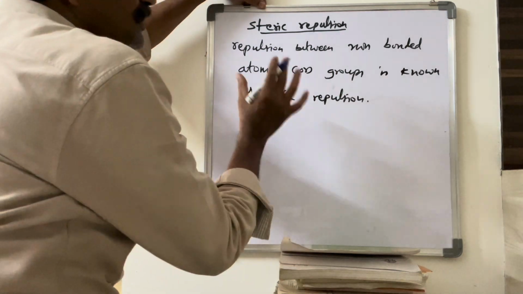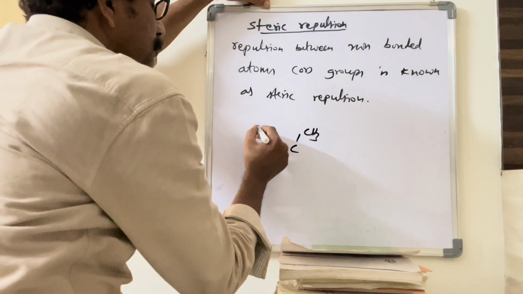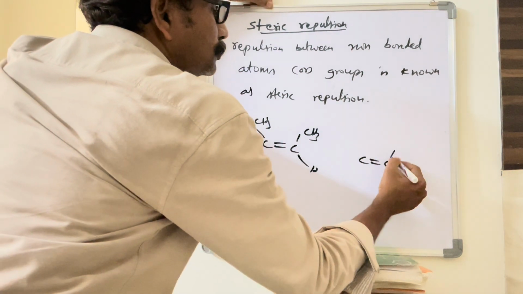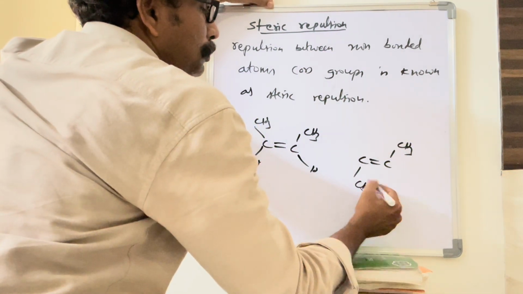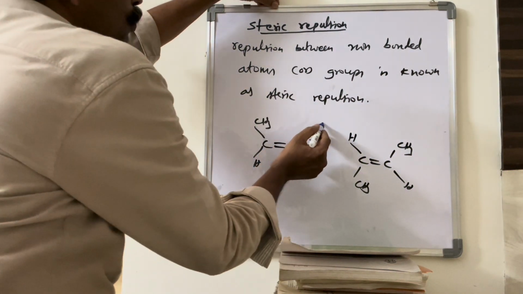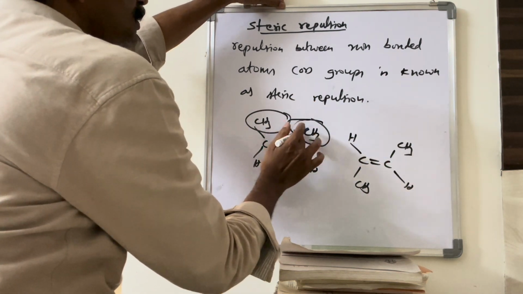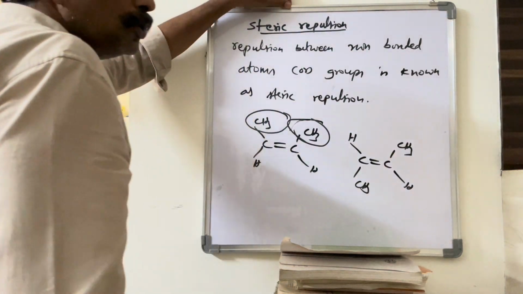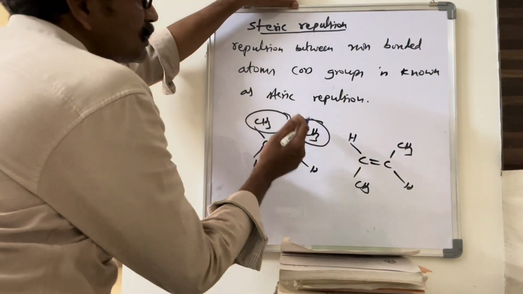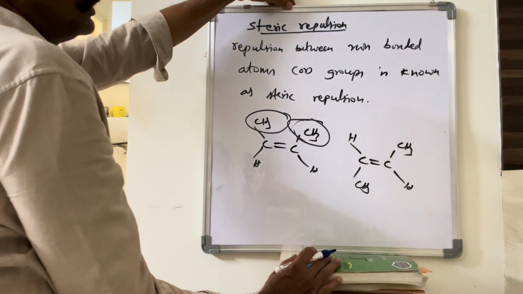We can understand this from cis-2-butene and trans-2-butene. In cis-2-butene, both methyl groups are present on the same side. When groups approach closely together, forces of repulsion come into play. These forces of repulsion are known as steric repulsions.